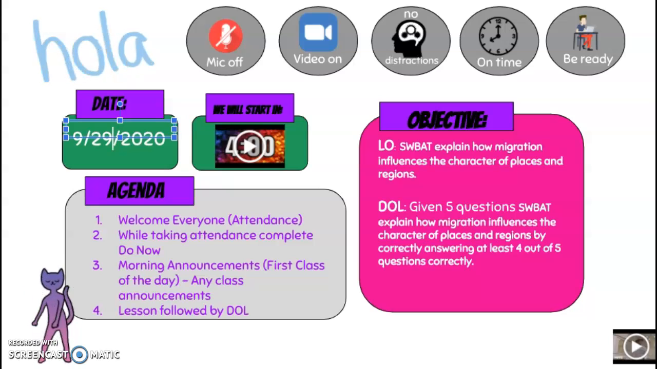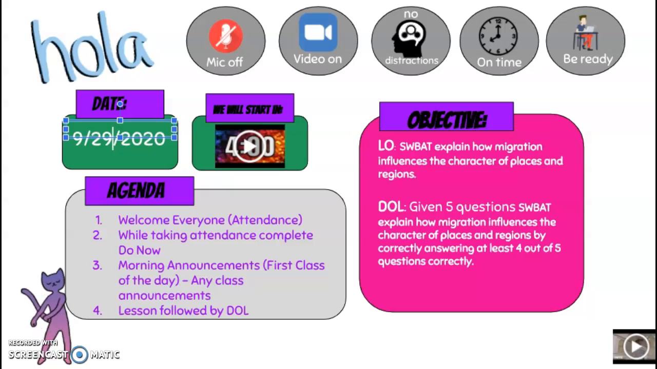You will then have 5 questions at the end of the lesson, and the goal is to answer at least 4 out of 5 of those questions correctly.